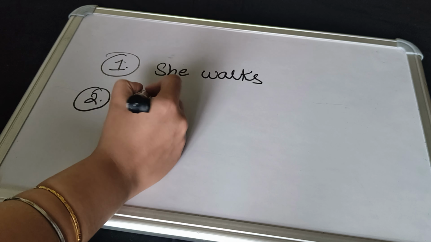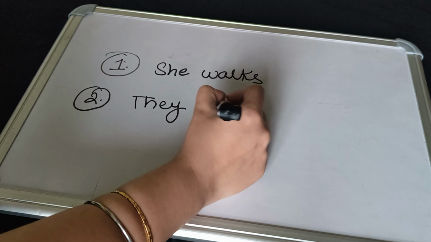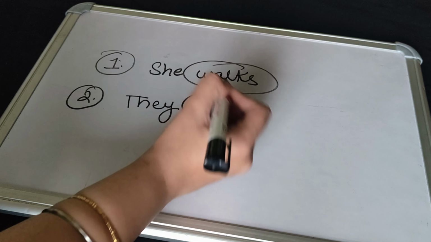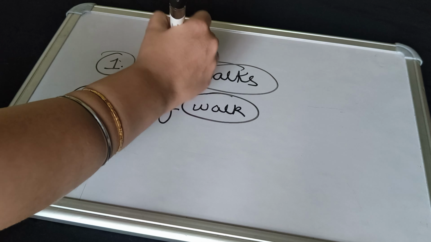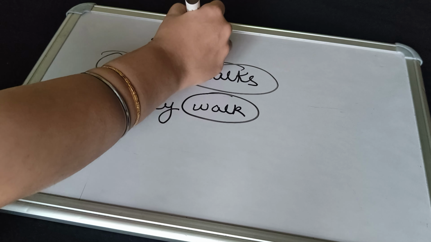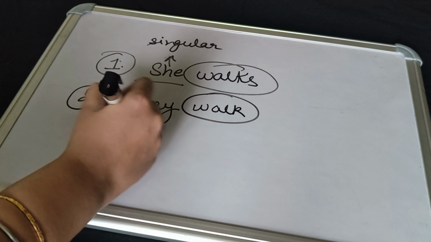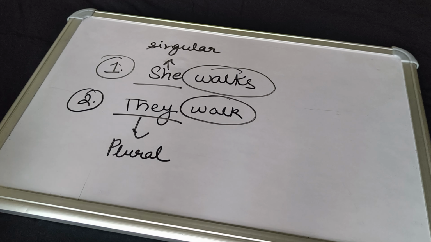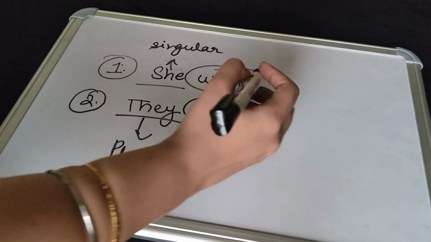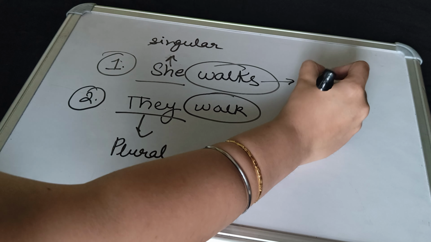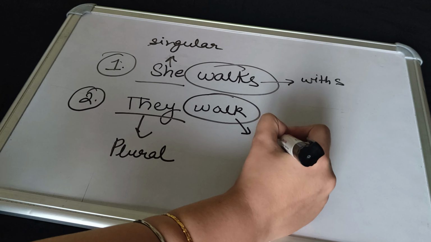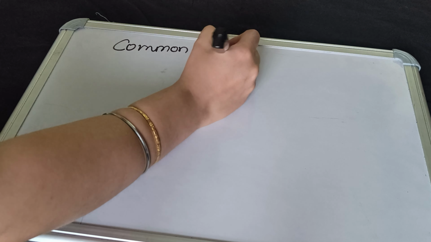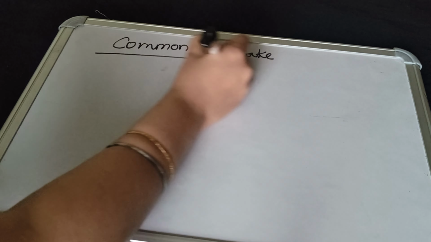So the first example is she walks. And the second example is they walk. Now, what exactly is walk and walks? Walk is basically a verb. Now, she is singular and they is plural. So, if your subject is singular, that is she, you will use walks. If it's they, that is plural, you will use the verb as walk. So, walks is with an S and walk is without S. Just understand the difference between the two.